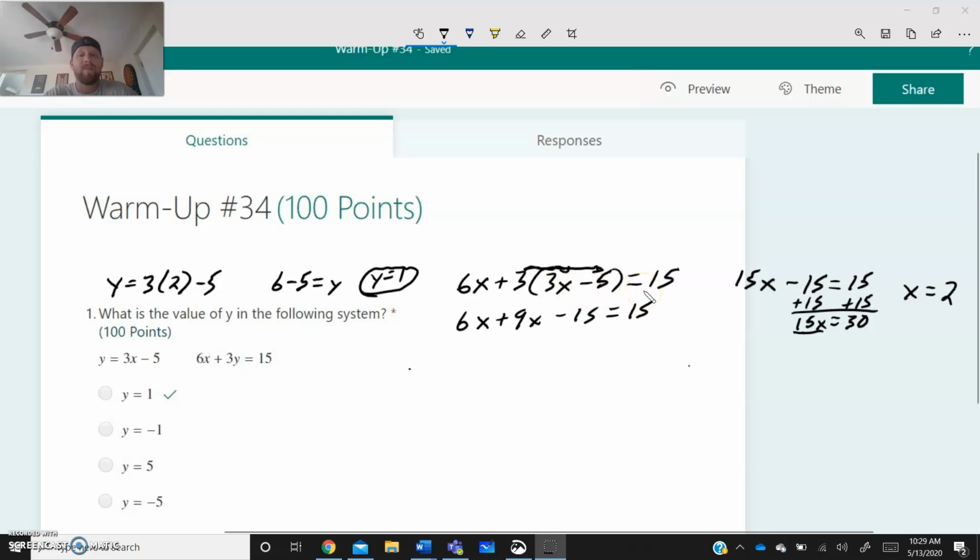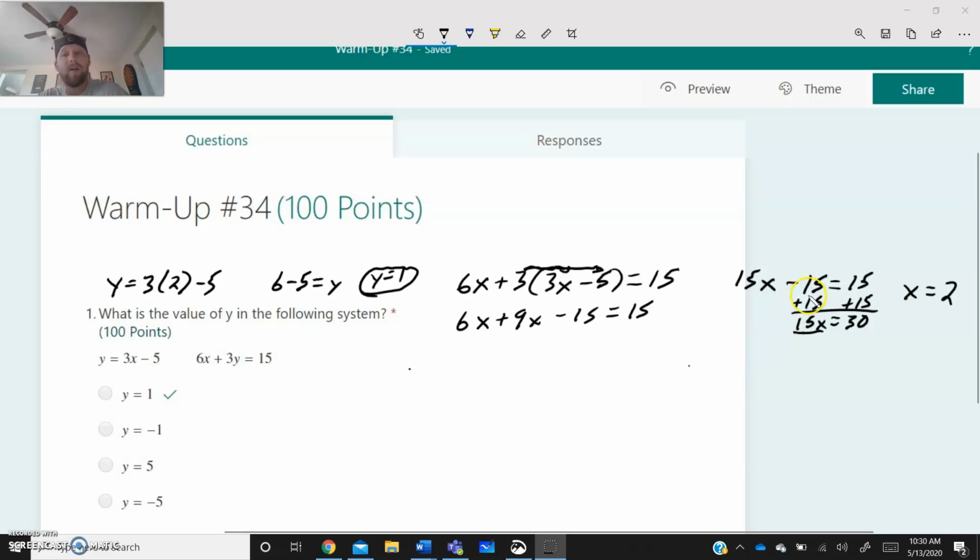And now I just solved it. I distributed my 3. Yep, that's as good as the pen would let me draw arrows. 3 times 3 is 9x. 3 times a negative 5 is a negative 15. I put my like terms together, so 6 plus 9 gave me a 15x minus 15 equals 15. I just carried it all over. Sorry I couldn't write it down because this pen is a piece of garbage.